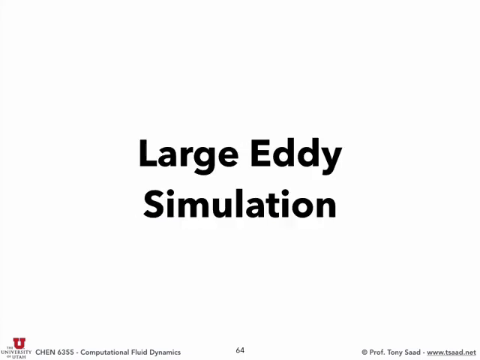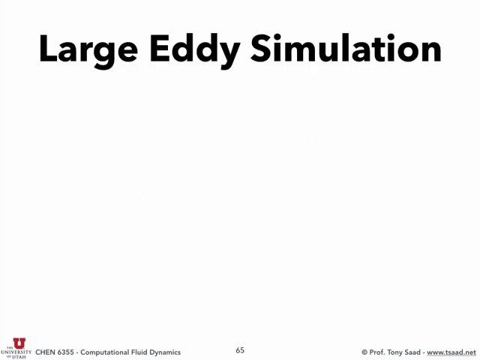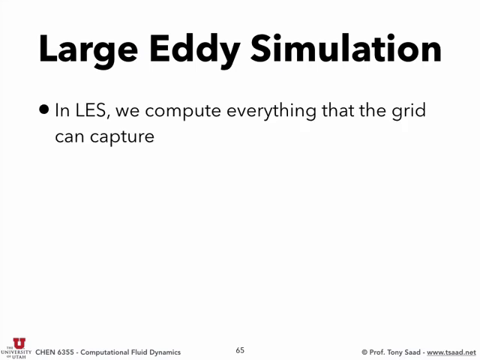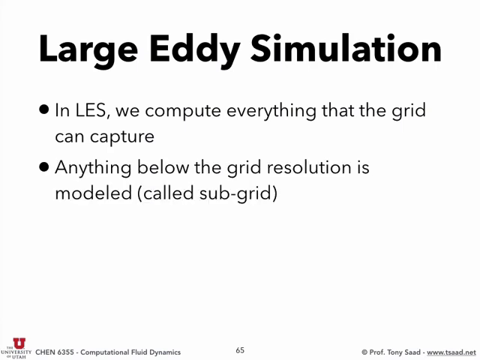Okay, so large eddy simulation is one of my favorite simulation strategies. In LES, we compute everything that the grid can capture. And that's actually a given. If you have a fine enough grid, you're going to compute everything that the grid can compute, okay? So why model everything like we do in RANS? Let's take whatever we can compute, and everything that we cannot compute, we're going to model, okay? So anything below the grid resolution is modeled.